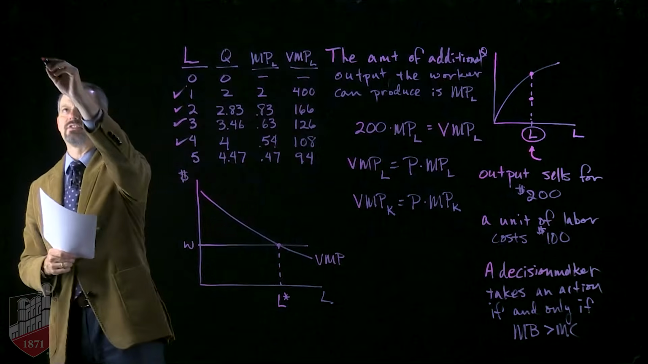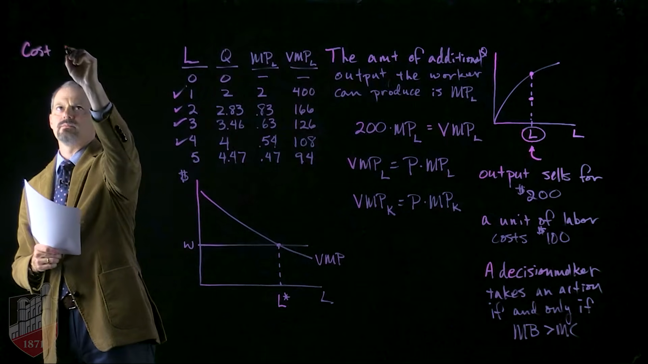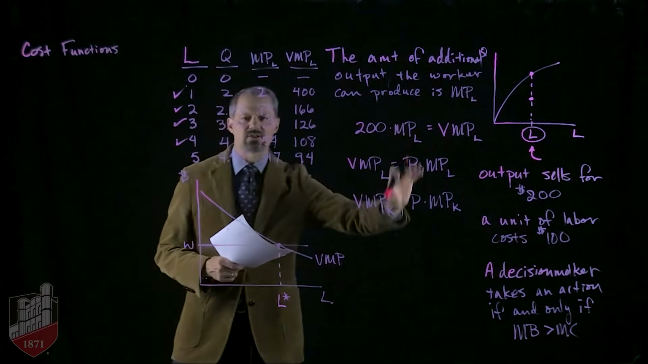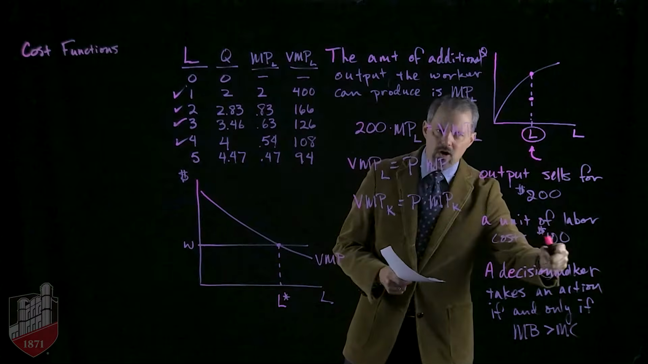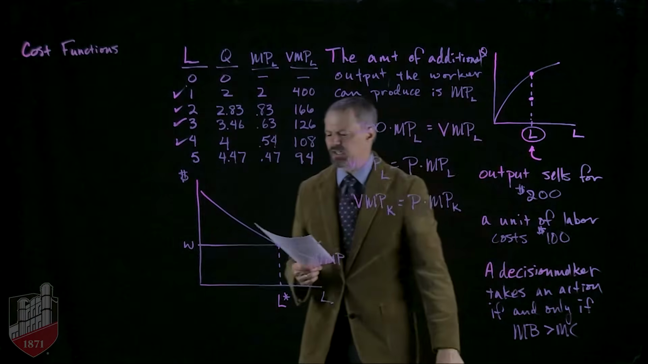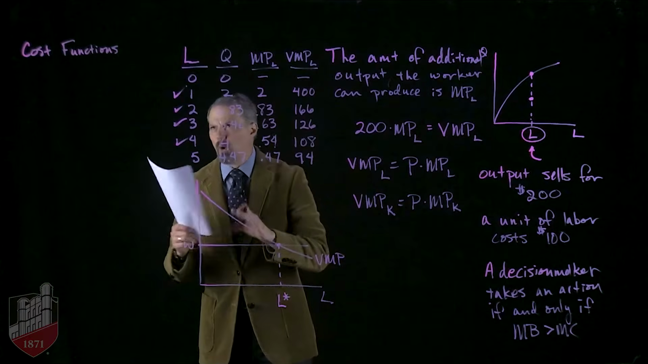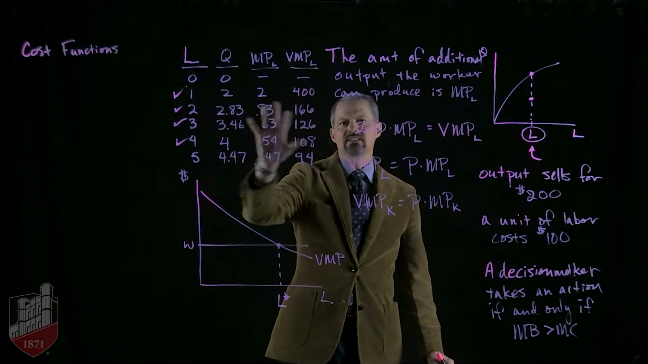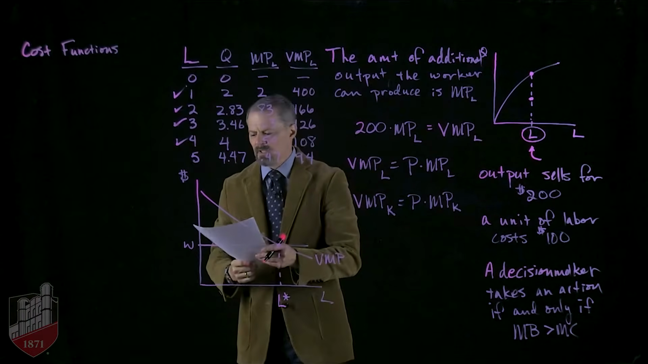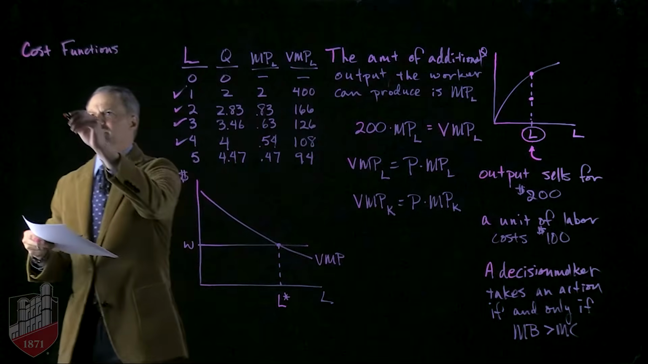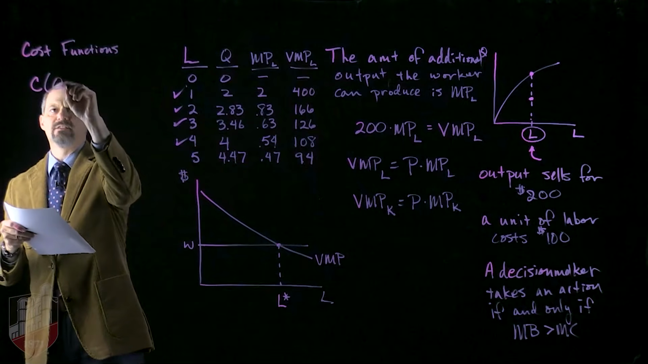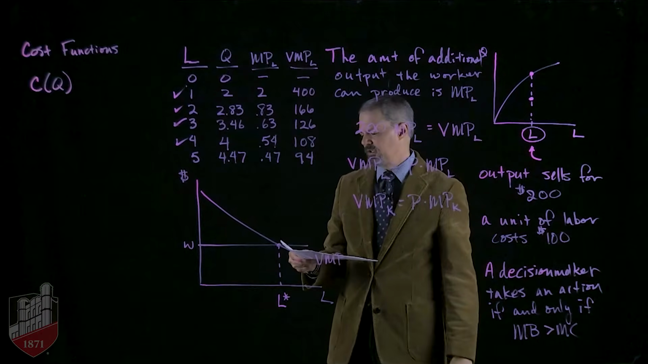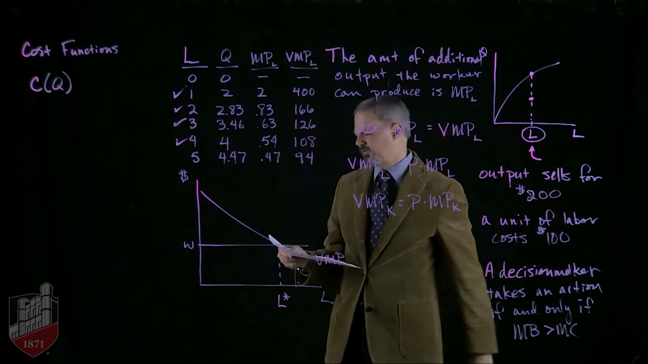Let's talk about cost functions for a little bit. So up to this point, we've been thinking about production. We've talked a little bit about costs of inputs, but not much. We need to think more about the actual link between inputs and the costs of production. So we're going to let this C of Q be our general form for the cost function. So it represents the cost of producing output.